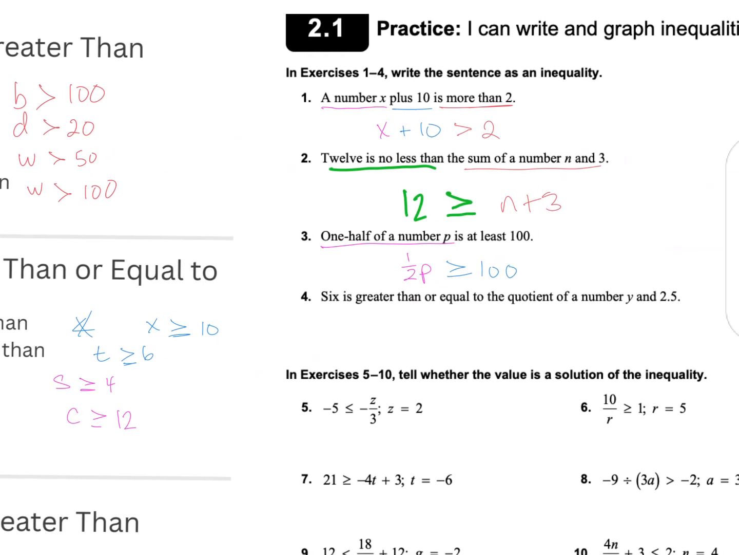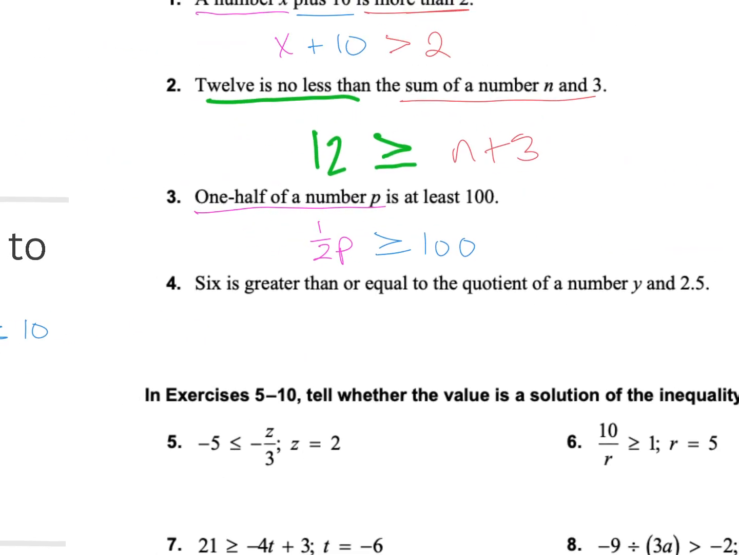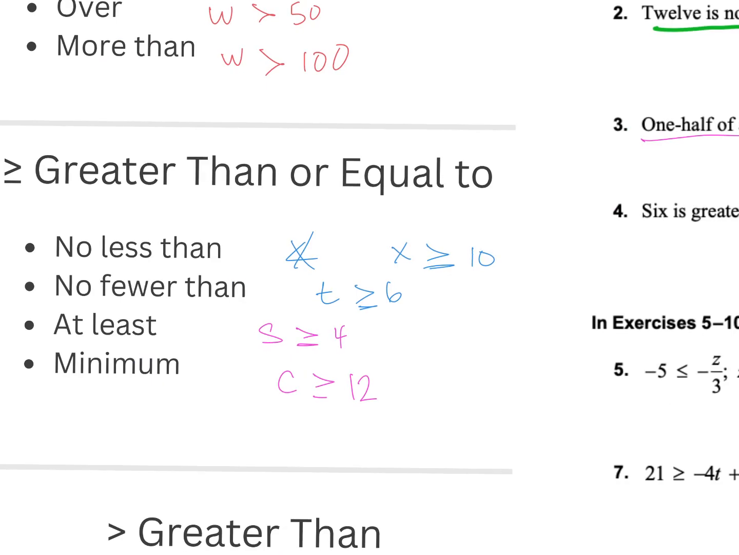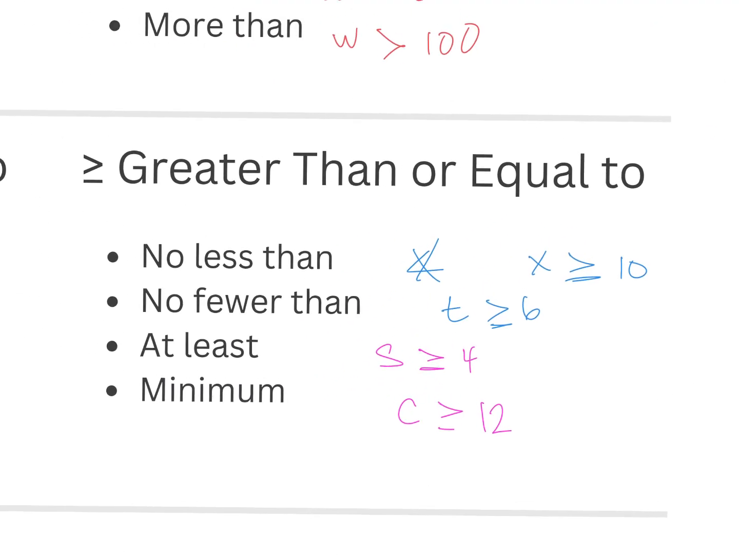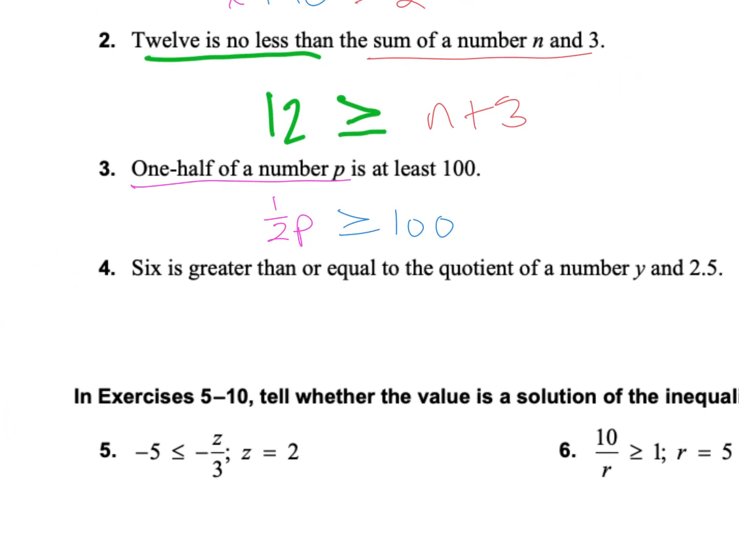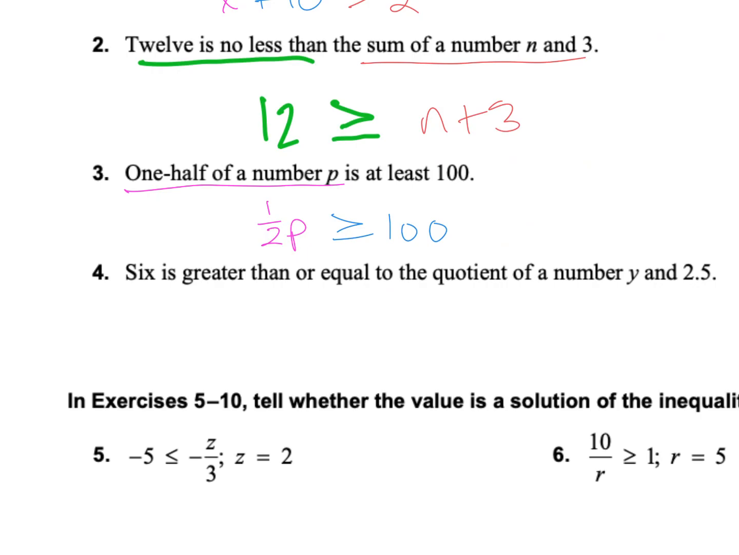There are at least 100, and I try and put it through this whole little sentence of there is at least, what did I say? I think there was at least 4 slices of pizza, and there it is. So half of a number is at least 100.